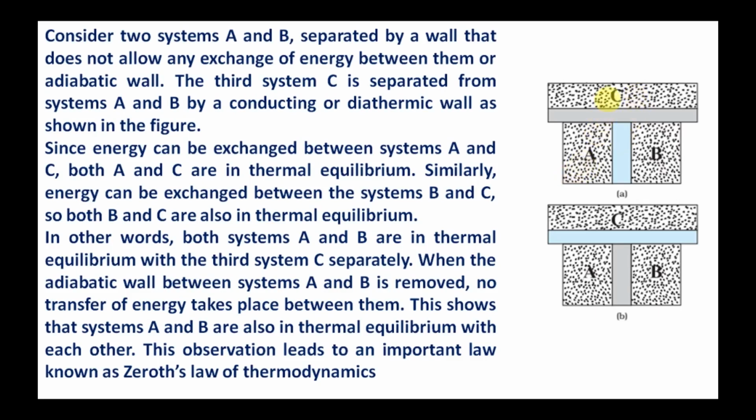Here A and C are in thermal equilibrium with each other, and B and C are also in thermal equilibrium with each other separately. Then next we will exchange the walls. The bodies A and C, and B and C, are separated by an adiabatic wall, a non-conductive wall. And now the bodies A and B are separated by a diathermic wall or a conductive wall. As there is no exchange of energy between A and B taking place, both A and B are also in thermal equilibrium with each other. That we will come to know.